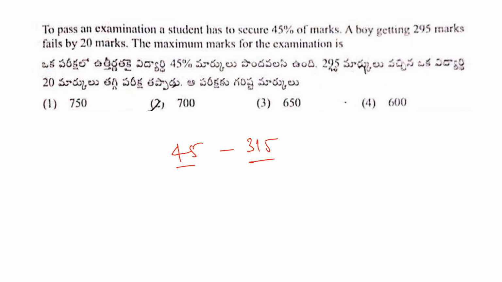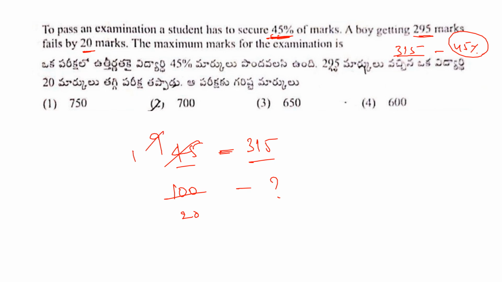How am I taking this? They are giving 45%. I mean, a student has to secure 45% of marks to pass an examination. So if a boy gets 295 marks and fails by 20 marks, which means 295 plus 20, 315. 315 means 45%, so he will pass the exam, right? So then 45% is 315. Maximum marks, maximum in the sense 100 only, right? Then what is the question mark? Okay, you are aware, right? 5 nines are 45, 5 twos are 10, that is 100. 9 3s are 27, 9 5s are 45, right? 315 into 20, cross multiplication, right?